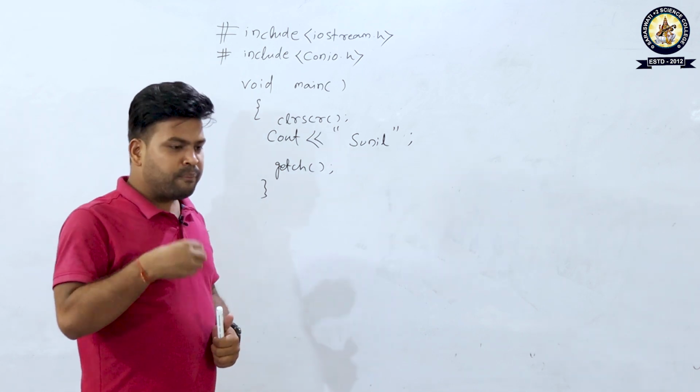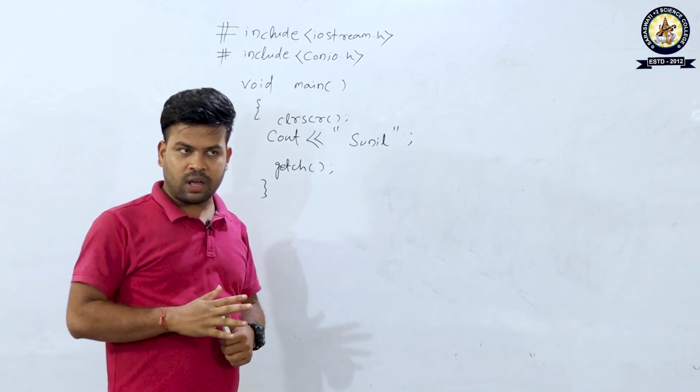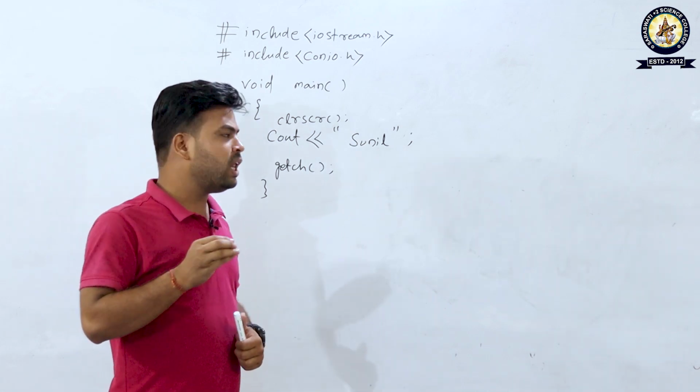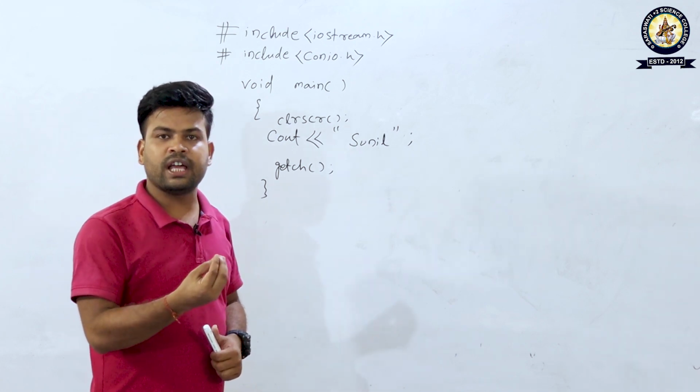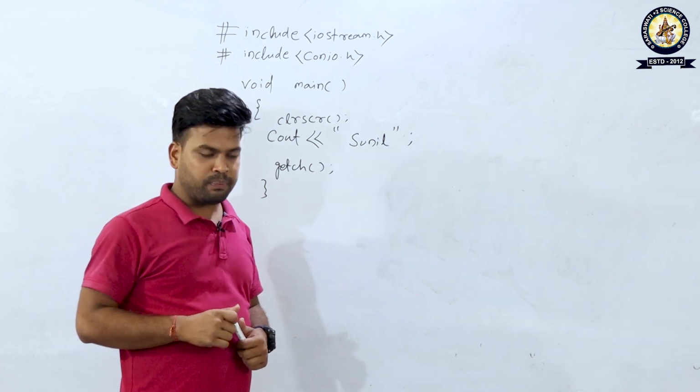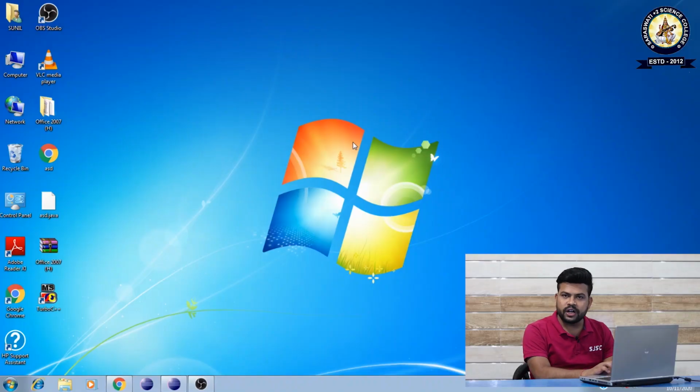Now I am showing you the practical, how you will write, where you will write, how you will compile it, run it, and how you will get the output. Now students, I am showing you the practical way to write a C++ program by using an editor. Before writing a C++ program, first you have to download an editor.